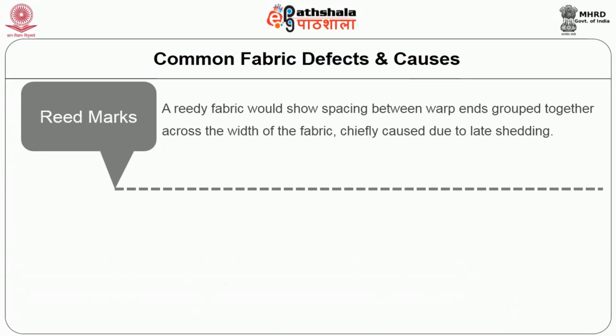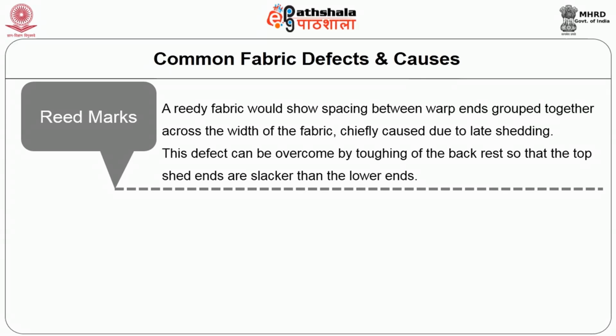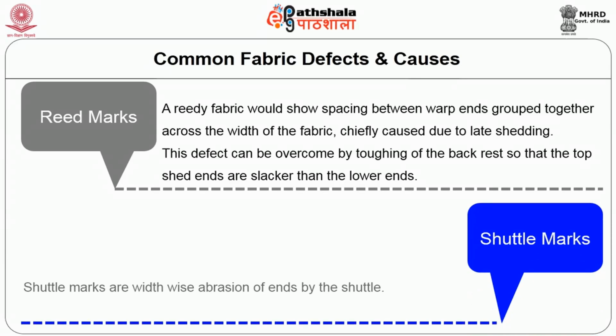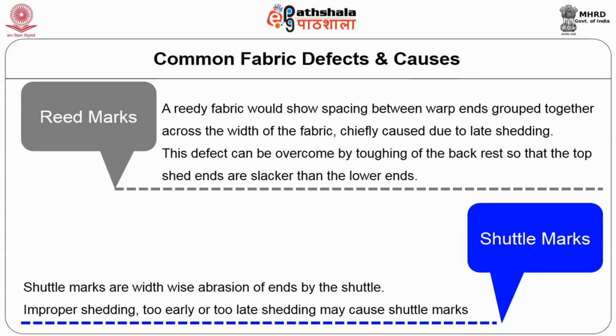The reed mark: a reedy fabric would show spacing between warp ends grouped together across the width of the fabric, chiefly caused due to late shedding. This defect can be overcome by troughing of the backrest so that the top shed ends are slacker than the lower ends. Shuttle mark: shuttle marks are widthwise abrasion of ends by the shuttle. Improper shedding, too early or too late shedding may cause shuttle marks.